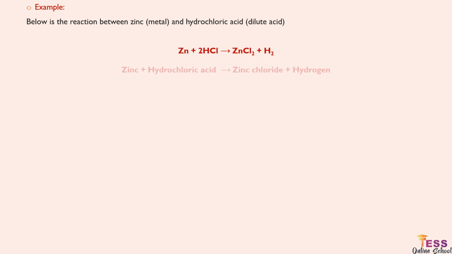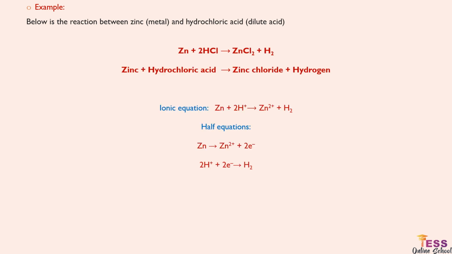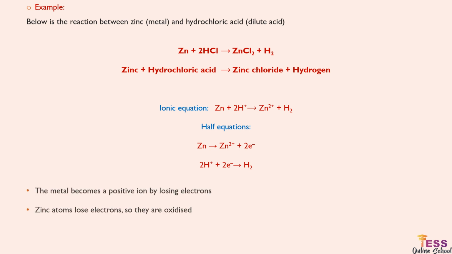Let's look at an example of this. Below is a reaction between zinc and hydrochloric acid. You can see the balanced equations, ionic equations, as well as the half equations demonstrating each of the redox reactions. The metal zinc becomes positive ions as it loses electrons and undergoes oxidation. Hydrogen ions always gain electrons, so they undergo reduction. As these occur simultaneously, this is a redox reaction.